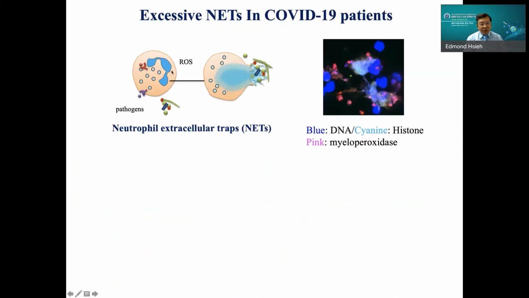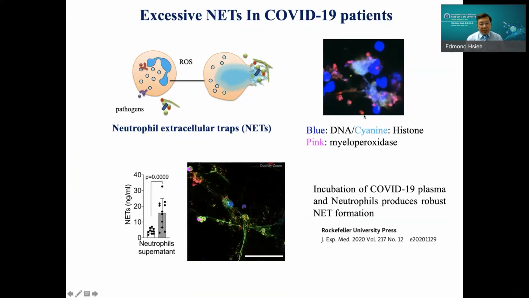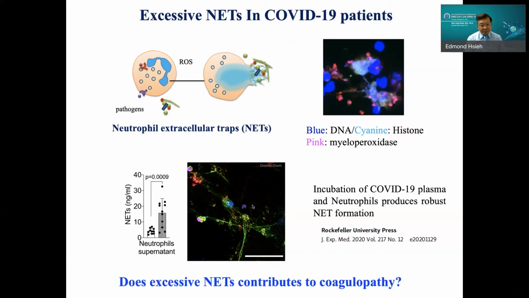When neutrophils are overactivated, they will produce neutrophil extracellular traps, shown here. And there's a report from the JEM showing that if you incubate neutrophils with plasma from COVID-19 patients, you will find robust NET formation. This suggests there is some as yet unidentified factor contributing to the NET formation. So this is something I'm really interested in.